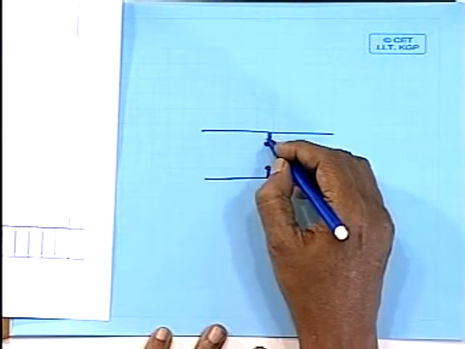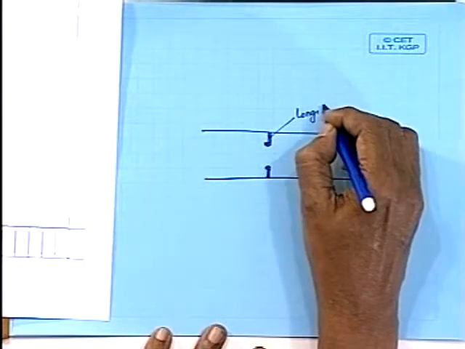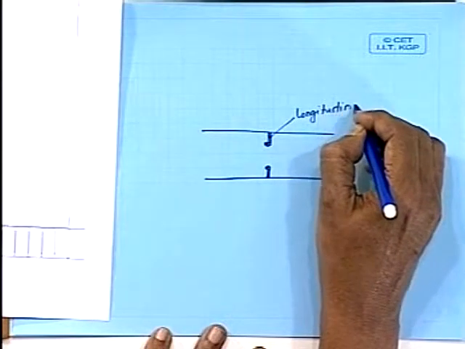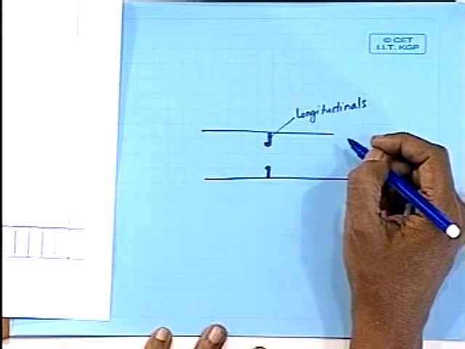So, if you see this, these are called longitudinals. Why are these called longitudinals? Along the length, yeah, because they run along the length of the ship.